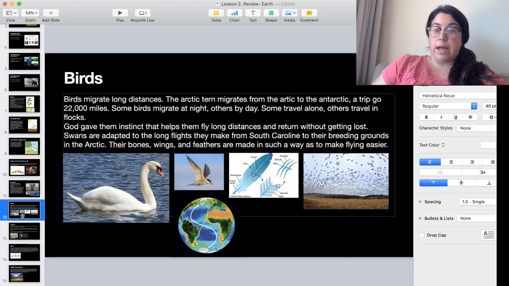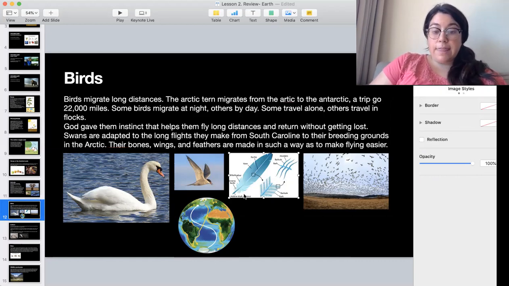Some birds migrate at night, others by day. Some travel alone and some travel in big flocks. Here I have a picture of what a feather looks like really up close. And here you see a map that shows the migration that some birds do. God gave them instinct that helps them fly long distances and return without getting lost.